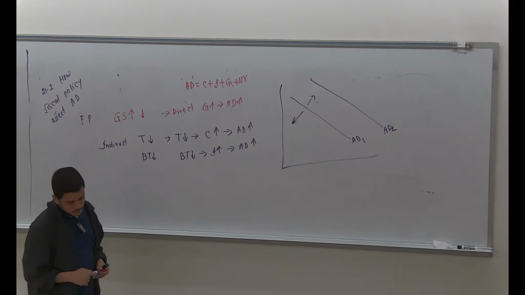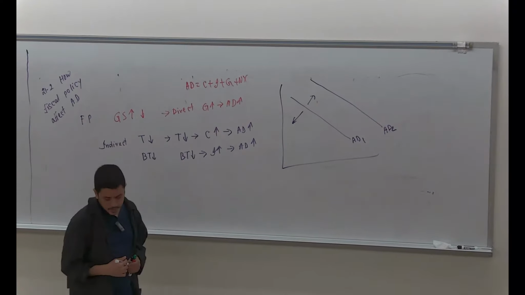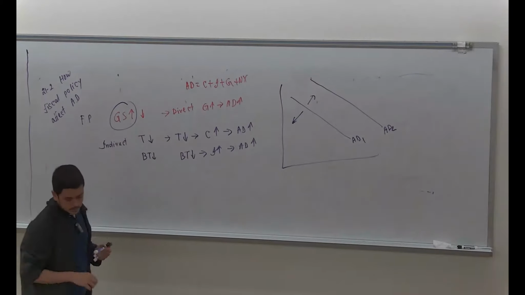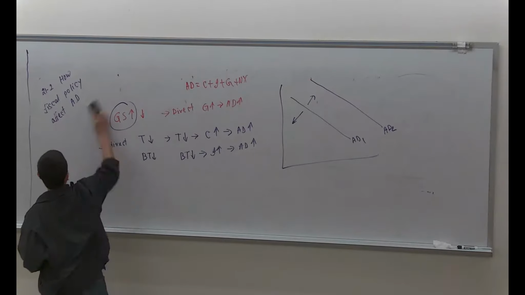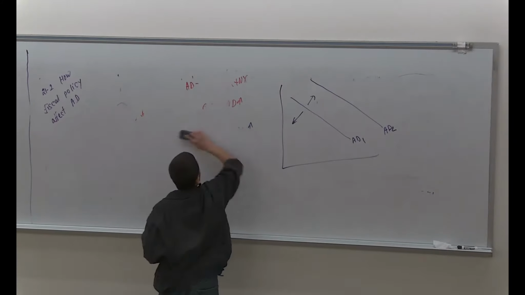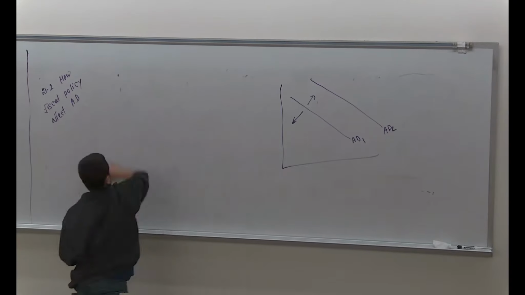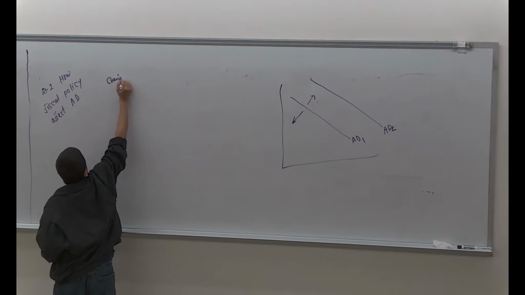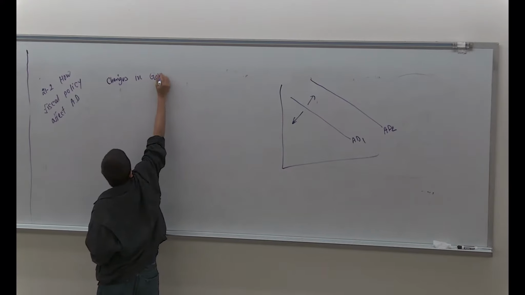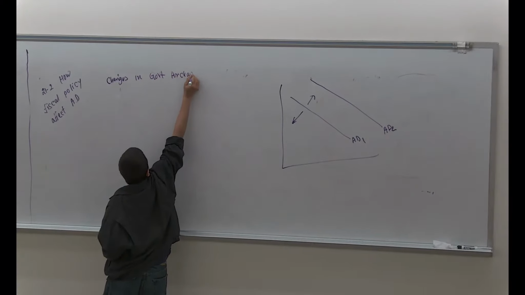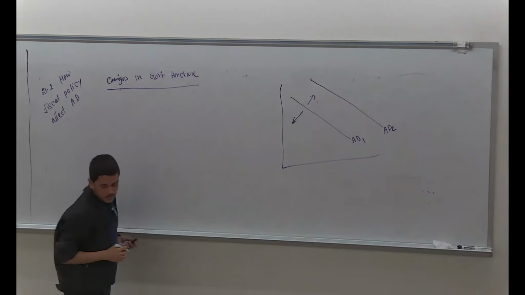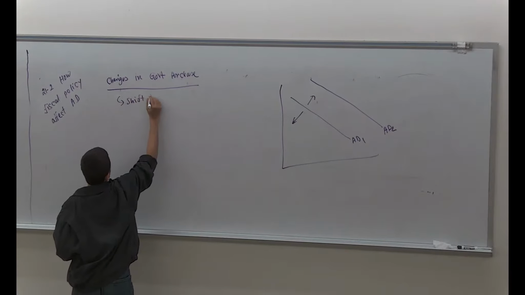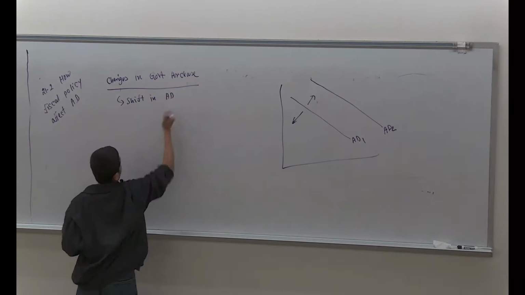Now, the question is, let's start with the government purchase, the direct one. Let's start with the first one, the change in government purchase, direct effect. Okay. Now we know that if the government increases expenditure, there is a shift in aggregate demand.